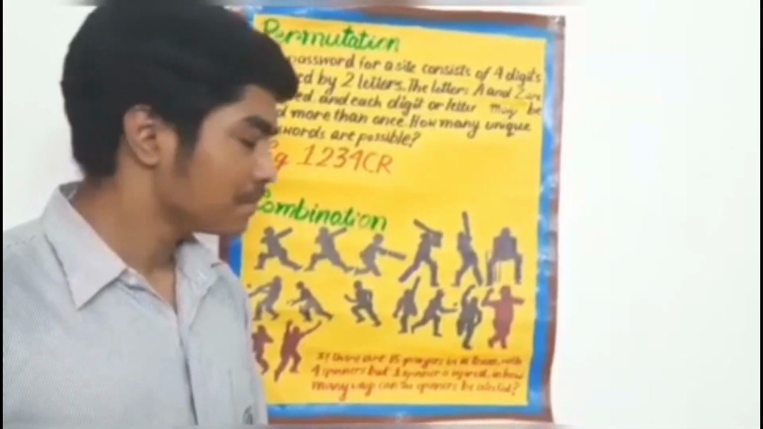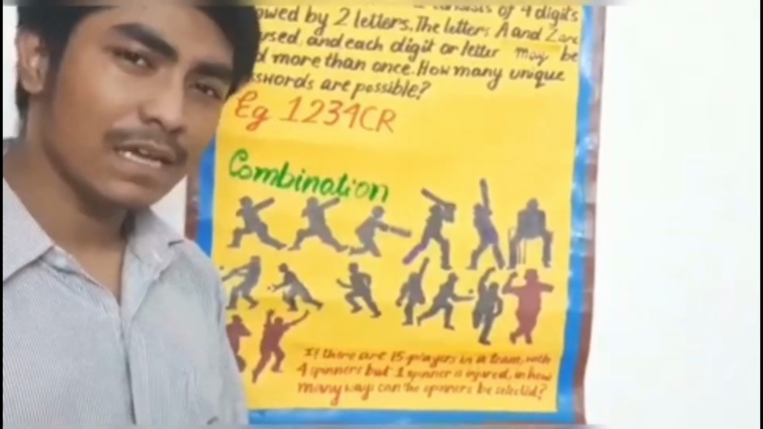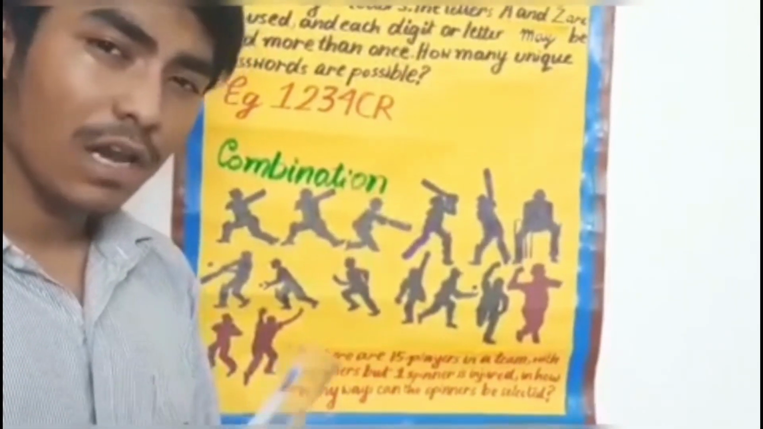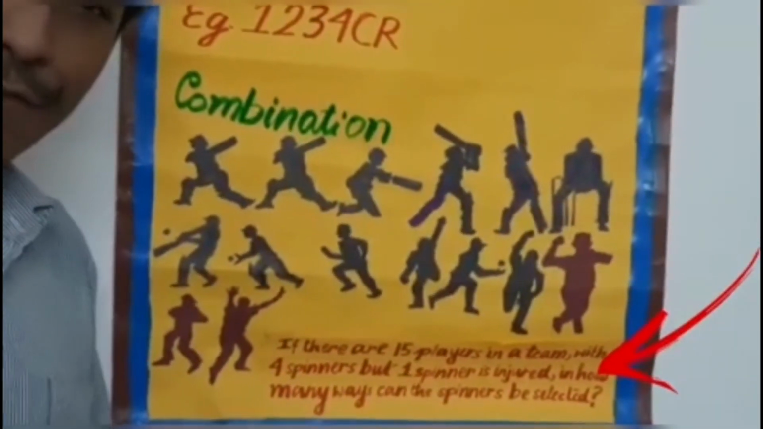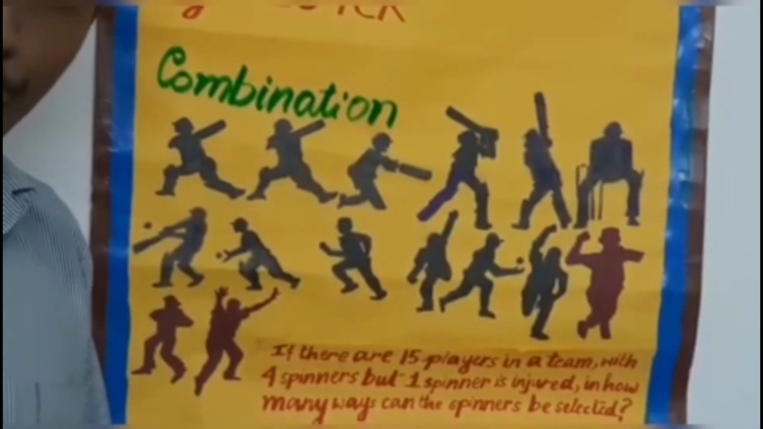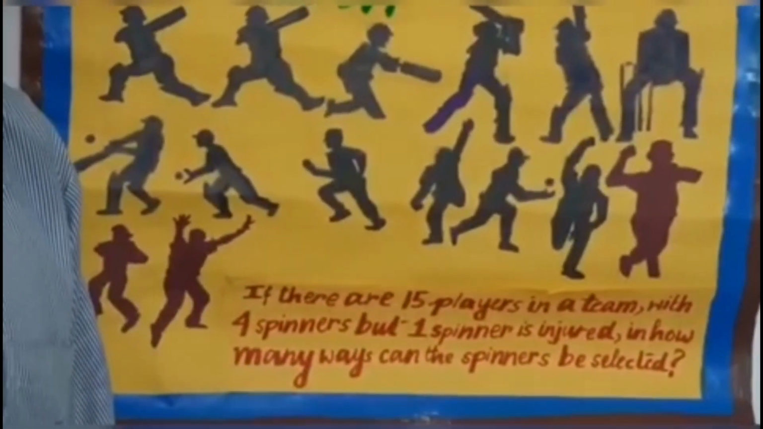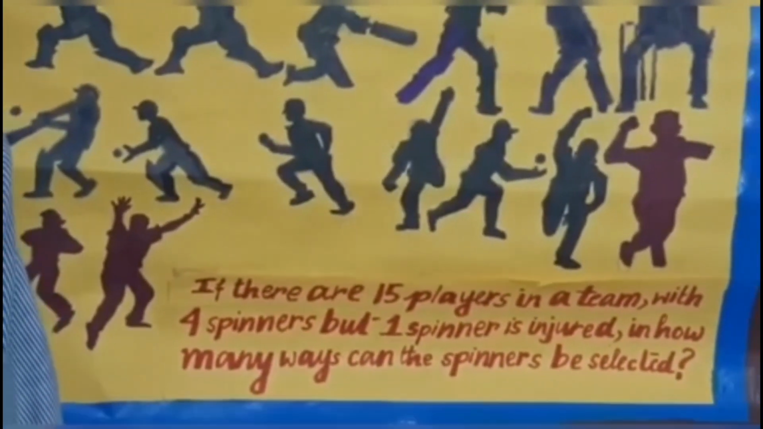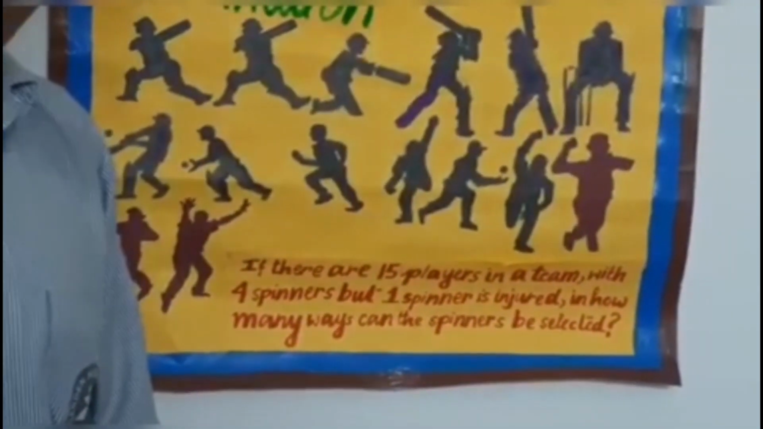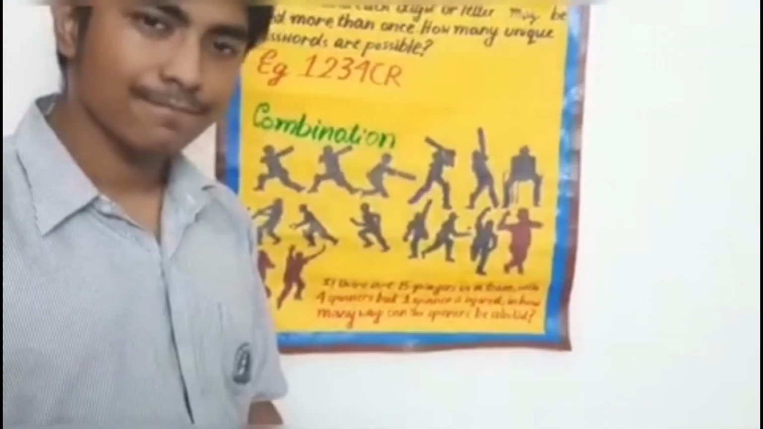Thank you, Ayush. That was truly a complex question. Now, we shall deal with something simpler, something which we all love, the world of cricket. So here the question states that there are 15 players in a team, out of which 4 are spinners, but one of them is injured. So in how many possible ways can the spinners be selected for the main team? As the question states, there are 4 spinners, but one of them is injured. So it leaves us with only 3 possible ways in which the spinners can be selected for the team.